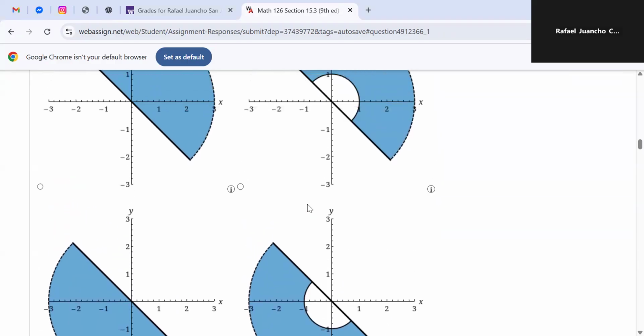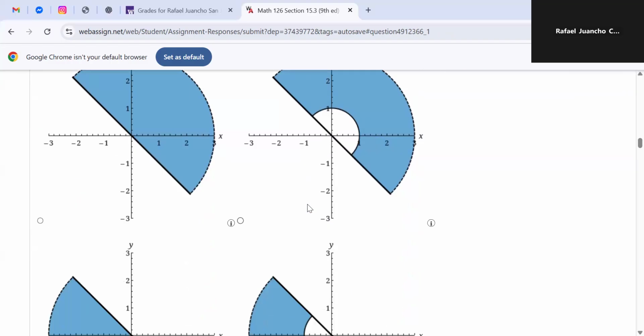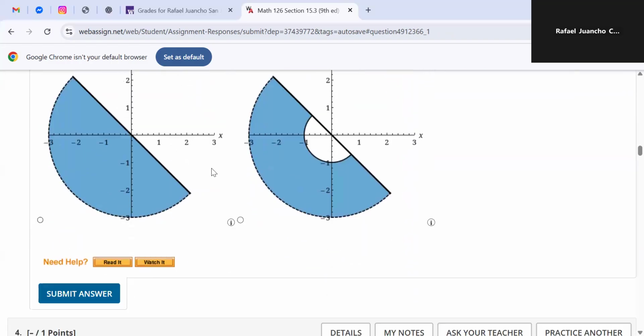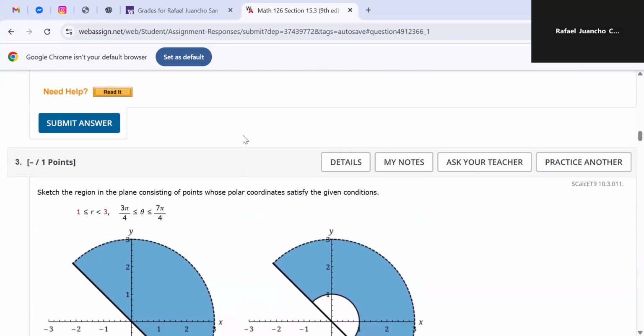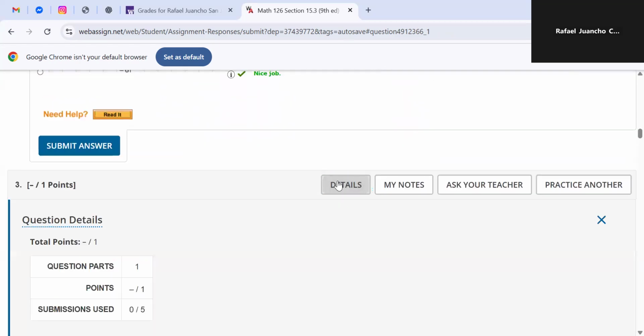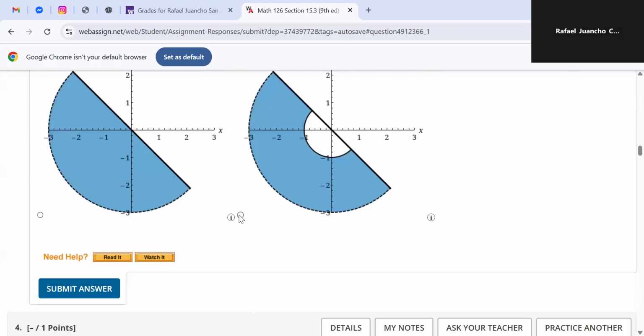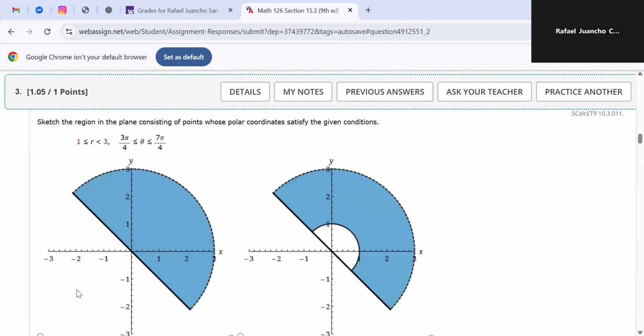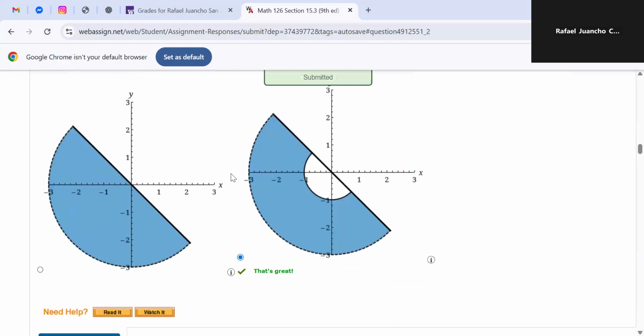Not super sure. I think it should be this one. Let's see. How many tries do we have? Like 5. Okay. I'd say that's the answer, because again, we're thinking of it in a counterclockwise manner. Okay, we got it.